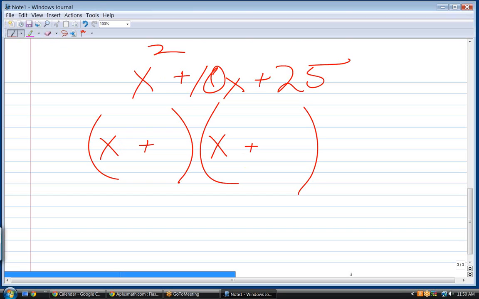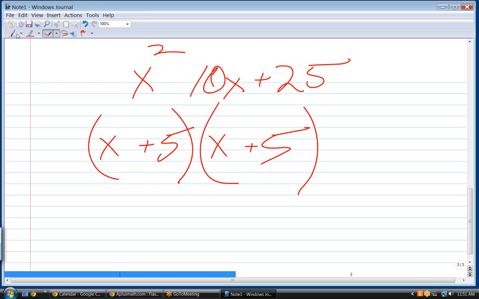Now, what's the final step? Factors, say it out loud. Factors of 25. So 5 and 5, yeah. You got it. That's it. 5 and 5. Okay? And that's the simplest it's going to get.